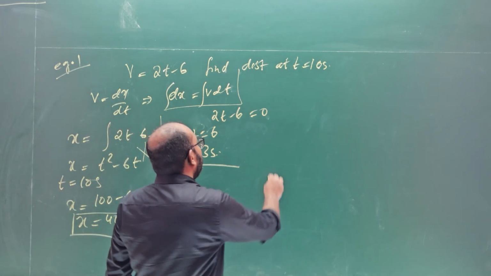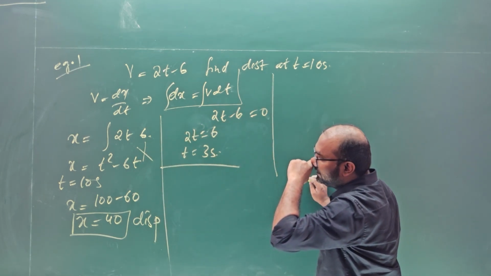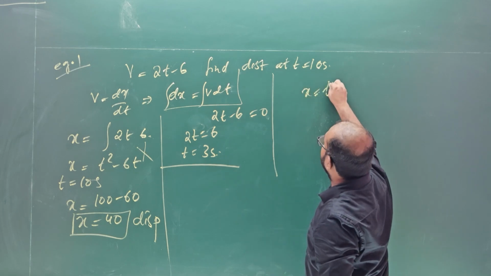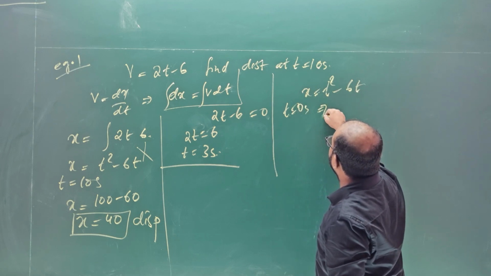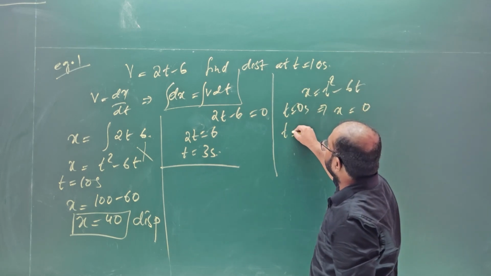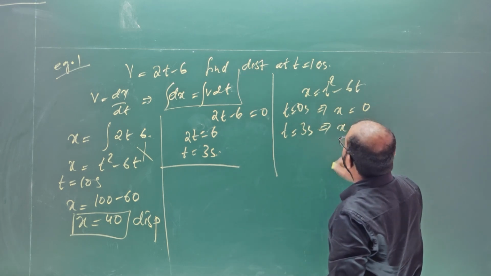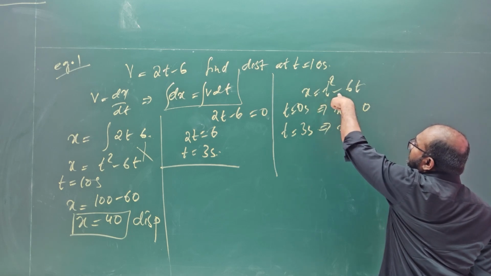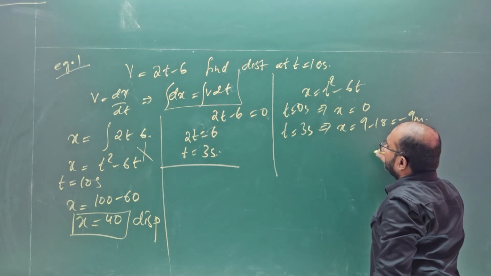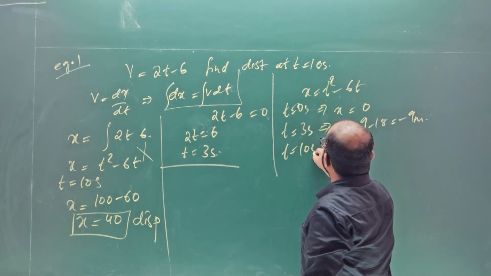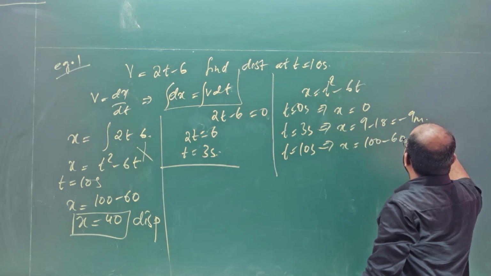Now, after integrating, what did we get? The equation x is equal to t square minus 6t. Now we need to substitute. At t is equal to 0 seconds, where is the object? x is equal to 0. At t is equal to 3 seconds, x is equal to 3 square, 9, minus 6 threes, 18. So 9 minus 18, that is minus 9 meter. At t is equal to 10 seconds, x is equal to 100 minus 60, that is 40 meter.